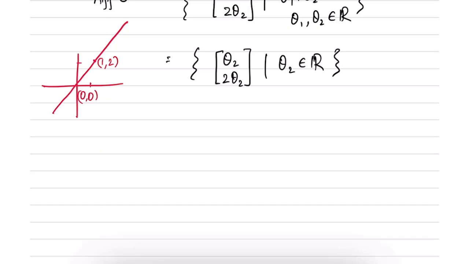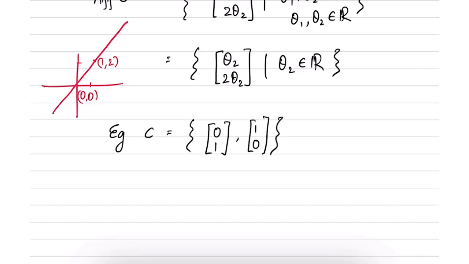So let's take another example just to clarify the concept. Let's say that this time our set is of the form (0, 1) and (1, 0). So what happens in this case?